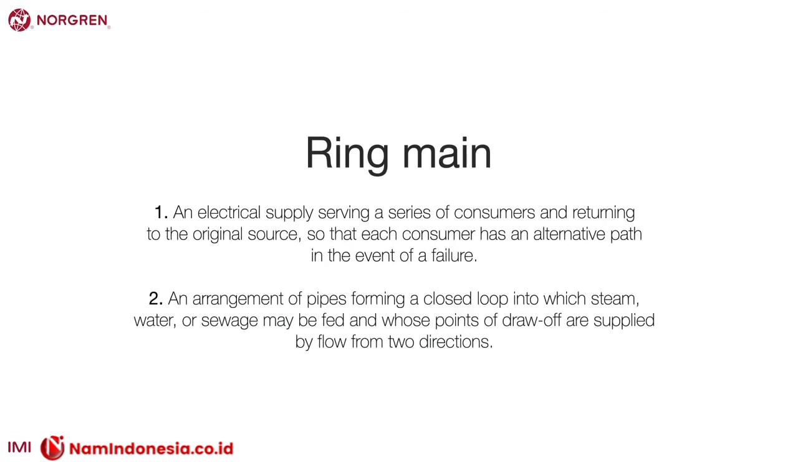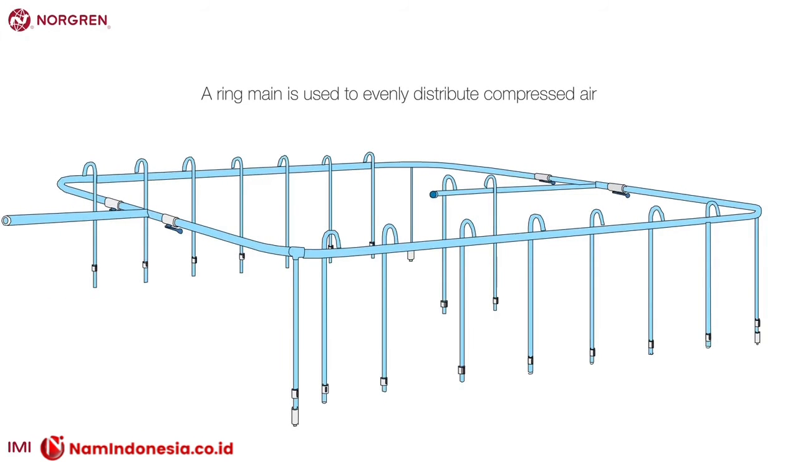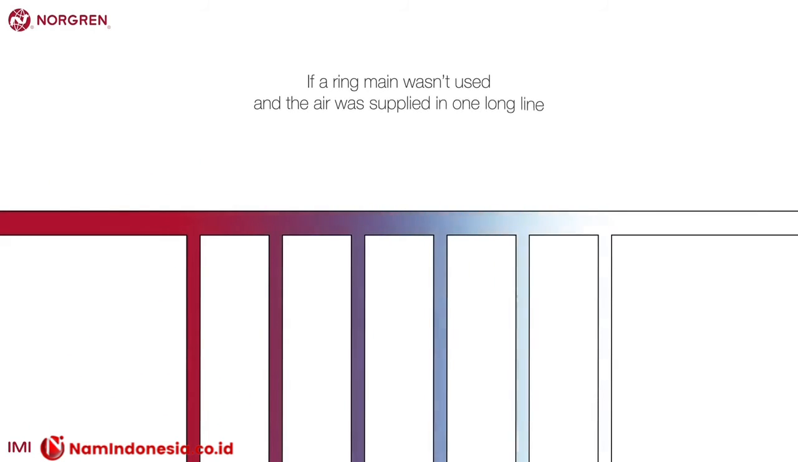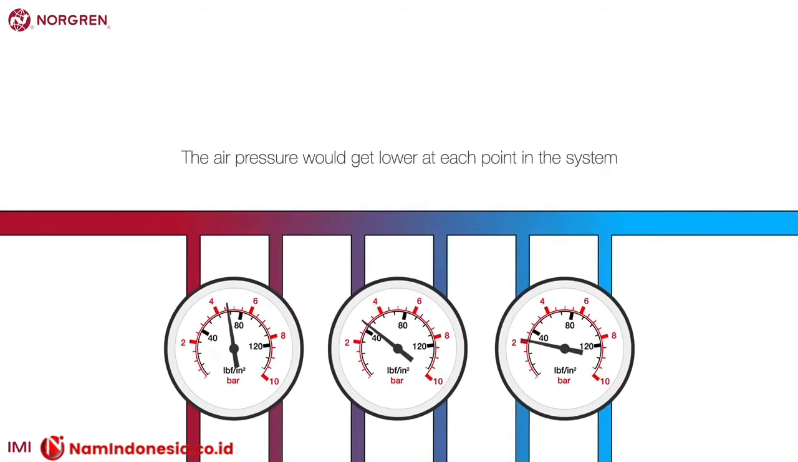You may have heard the term ring main before. It's sometimes associated with a circuit in your home. We use the same term with compressed air. A ring main is used to evenly distribute compressed air. If a ring main wasn't used and the air was supplied in one long line, the air pressure would get lower at each point in the system.